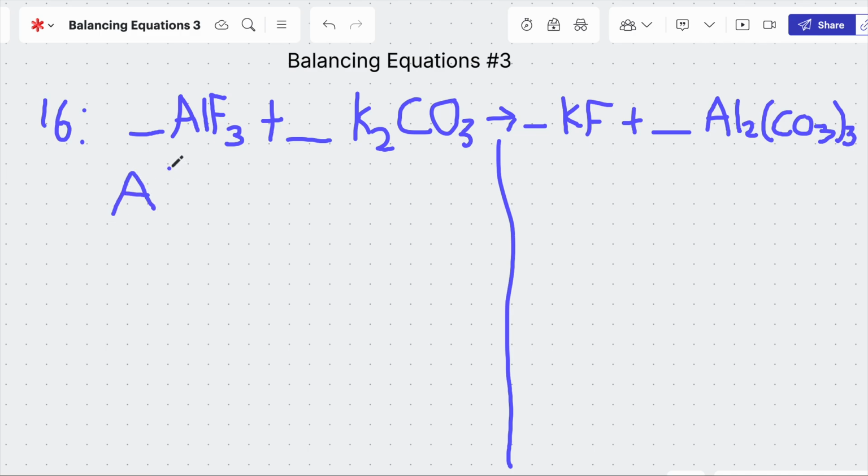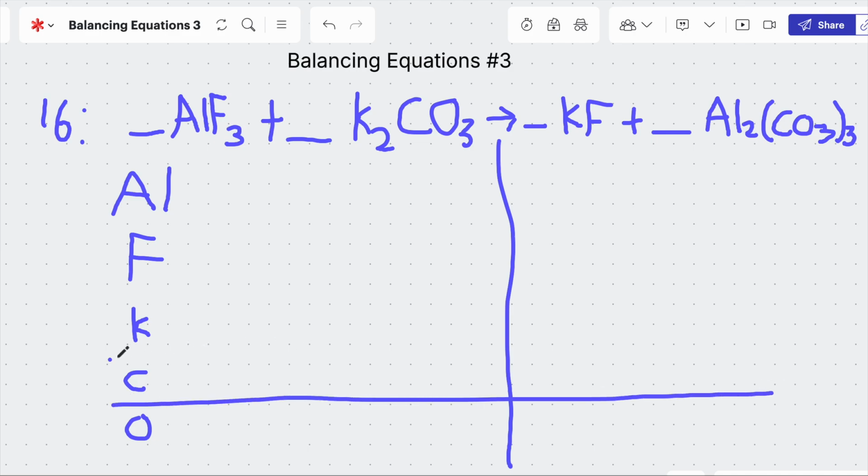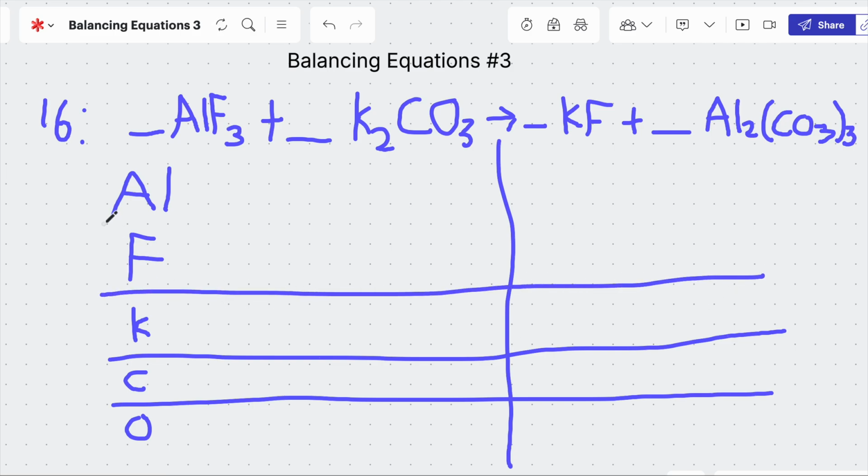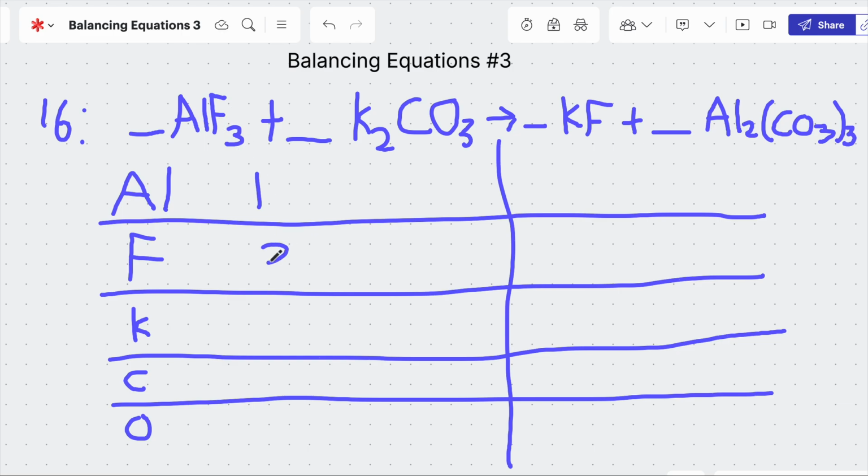We got Als. We got Fs. We got Ks. We got Cs. And we got Os. Just get those lines in there. Awesome. Okay. Then we do our counting. Al, no number in front, just 1 right there. Fs, got that little 3. K's, got that 2 right there. C, no number, so that's just at 1. And O's are at 3.